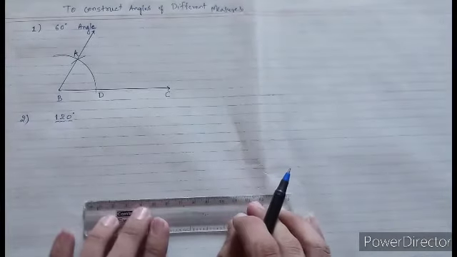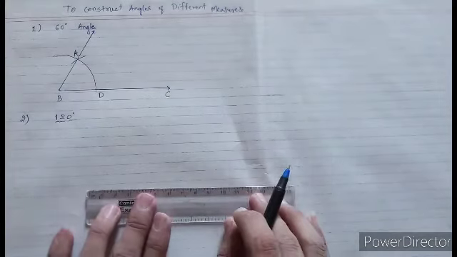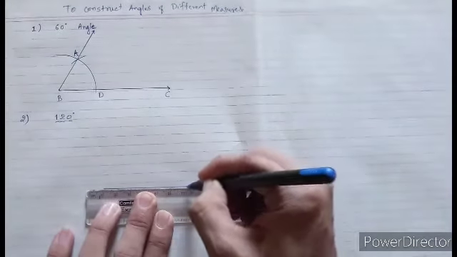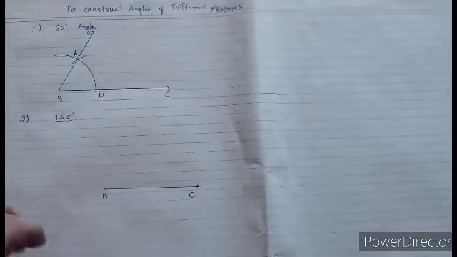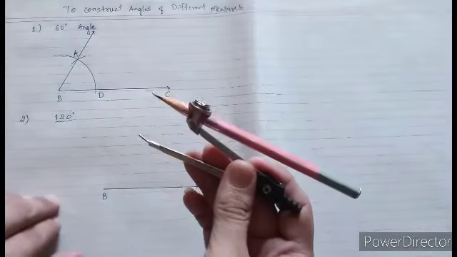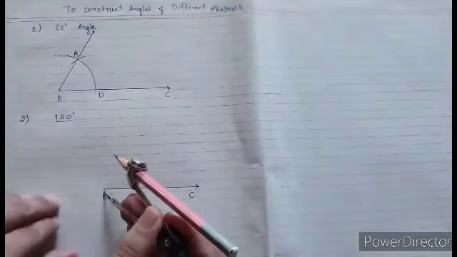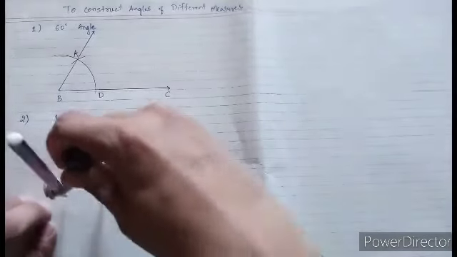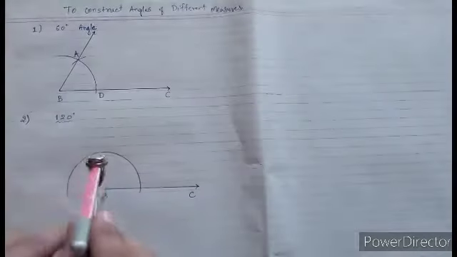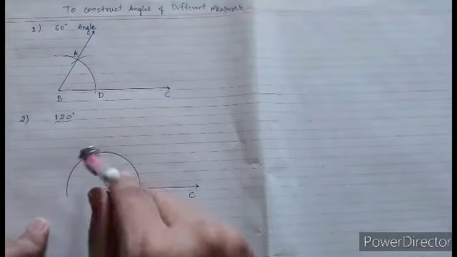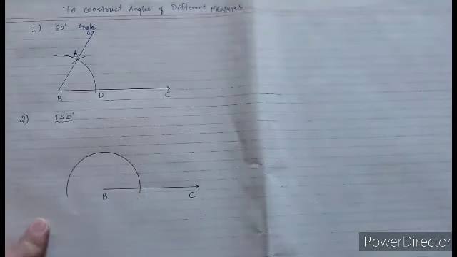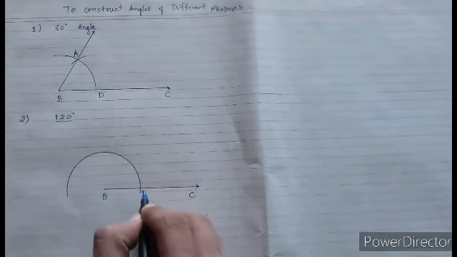Now we will form a second angle, and that is 120-degree angle. First of all, again we will make a horizontal ray BC. Now to form 120, first of all we have to make an arc which we made for 60-degree angle, taking any arbitrary radius. Make a semicircle, taking B as center and any arbitrary radius, like this. Suppose we call this point as D.